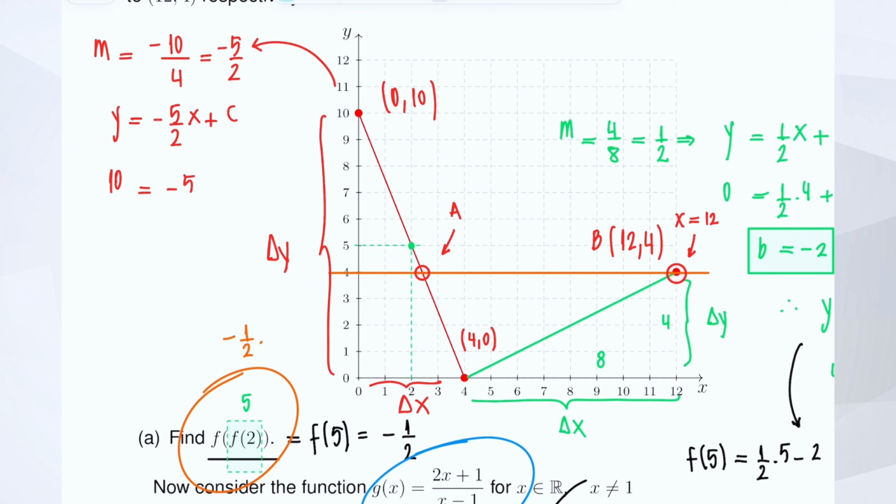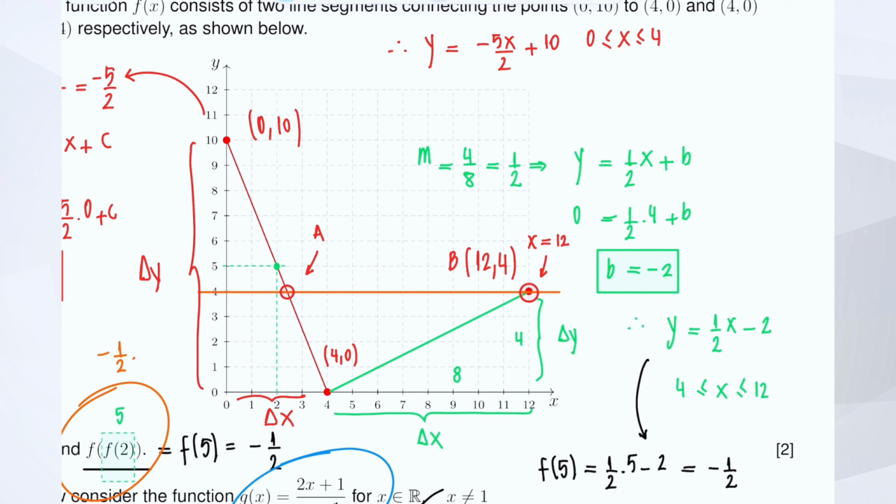So let me use the point (0, 10). So 10 equals -5 over 2 times 0 plus c. c, which is the y-intercept, is equal to 10. So everything makes sense. It should be 10 because that is the y-intercept. So the equation of this line segment is -5x over 2 plus 10. And this is valid, of course, from 0 to 4.